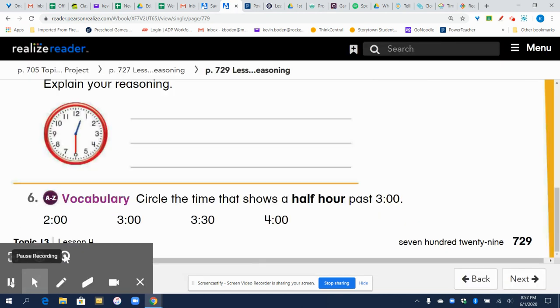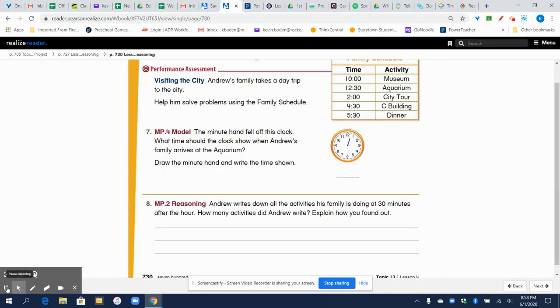All right, guys, test question for you. Who sings that song? Just kidding, that's not your question. Your question is number 6, and it says vocabulary. Circle the time that shows a half hour past 3. So let's see if you can do a half hour past 3 or half past 3. I can't wait to see your answer for number 6. When you're done with that, jump over to number 7 on the back. All right, last page. Let's knock this out.